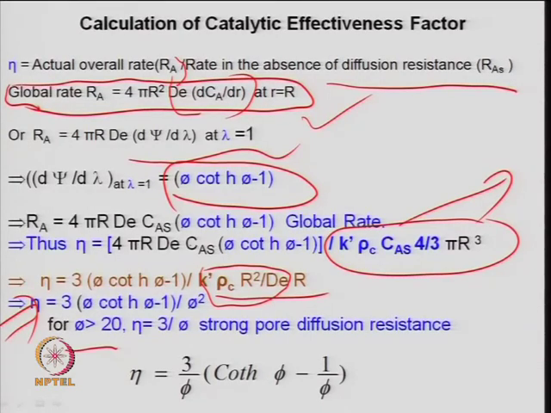we just approximate it to phi, and at that time your expression for eta is simply 3 upon phi, because of this phi and this phi square. So, this gives you just this value. It is just a simplified form of the expression: for large values of phi, phi coth phi minus 1 approaches approximately phi, and therefore eta is 3 upon phi, strongly diffusion controlled resistance.